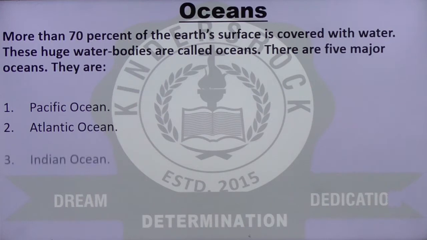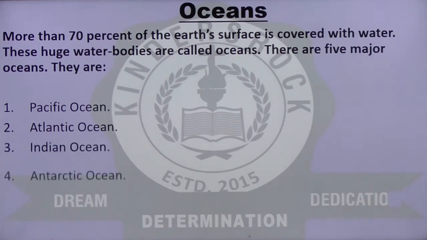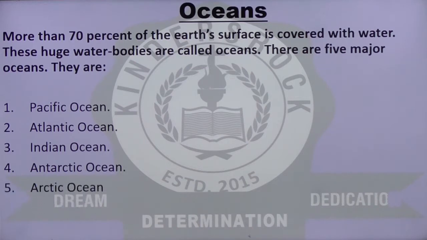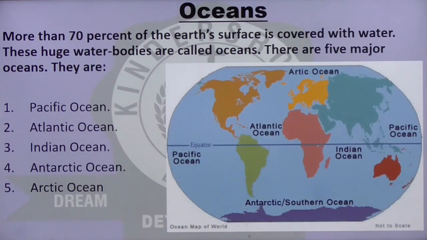And the third biggest is the Indian Ocean. Then we have the Antarctic Ocean. And lastly, we have the Arctic Ocean. There you have the map which shows you the 5 oceans. The biggest one is Pacific Ocean. In this map you can see it on both the corners.